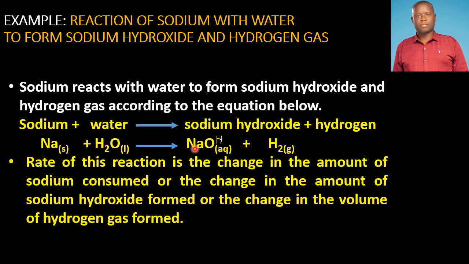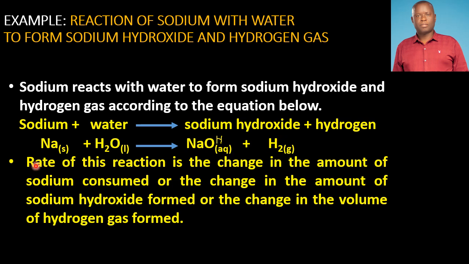What is formed is sodium hydroxide, and so to measure the rate of reaction here, we simply look at the increase in the concentration of sodium hydroxide which is formed, as well as the volume of the hydrogen gas. These changes occur with time. So the amount of sodium hydroxide formed per unit time is going to give us the rate of this reaction, as well as the volume of the hydrogen gas formed with time.